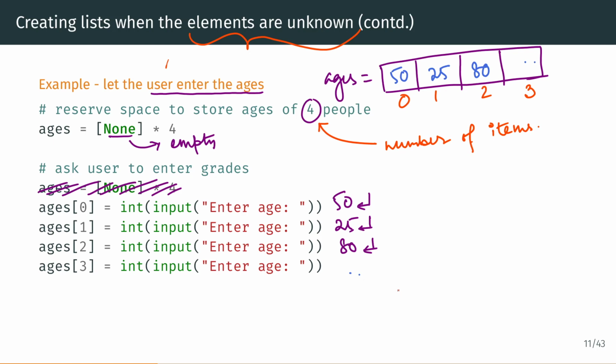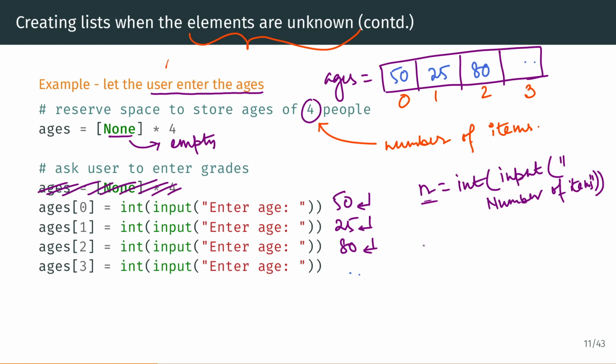Okay, now you can also do things like this. You can also ask the user to enter the number of items. So you can say n equals int input, and then ask for the number of items. And then you create a new list of this size n, whatever n is.